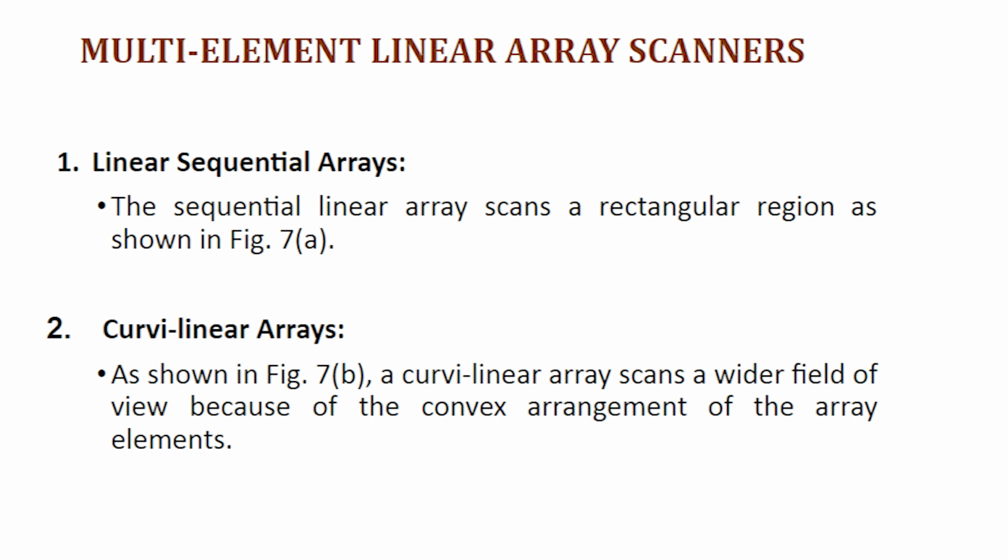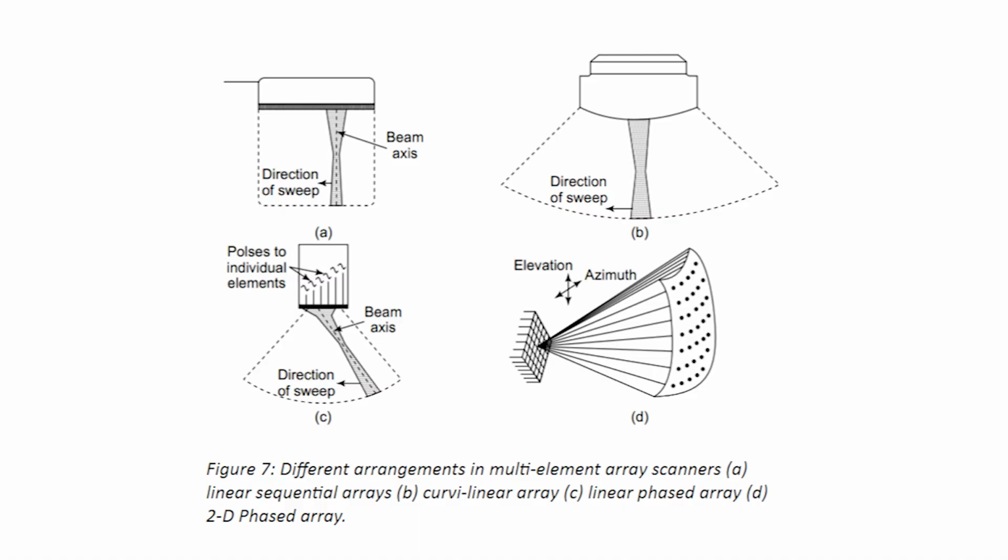The sequential linear array scans a rectangular region as shown in figure 7a. The scanning lines are directed perpendicular to the face of the transducer. The beam is focused but not steered. Linear array transducers are available with 512 elements in currently available ultrasound scanners. Generally, up to 120 elements are selected at a time for the operation. As is obvious from the diagram, the field of view with a linear array arrangement is limited to the rectangular region directly in front of the transducer.